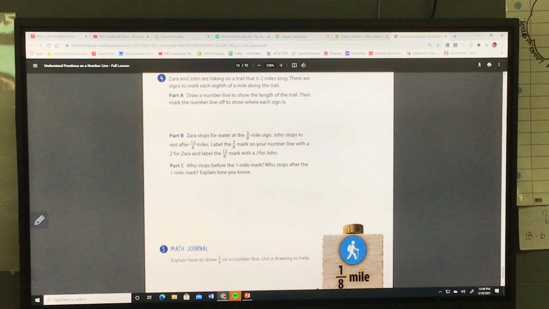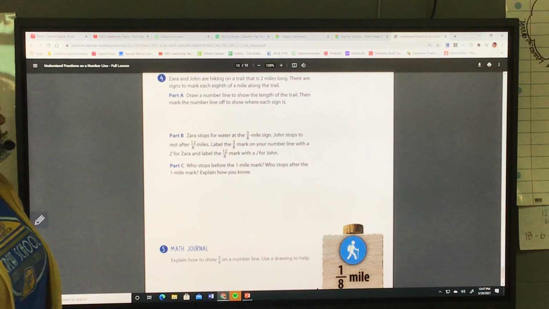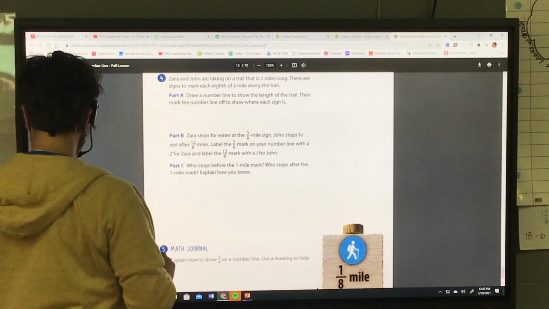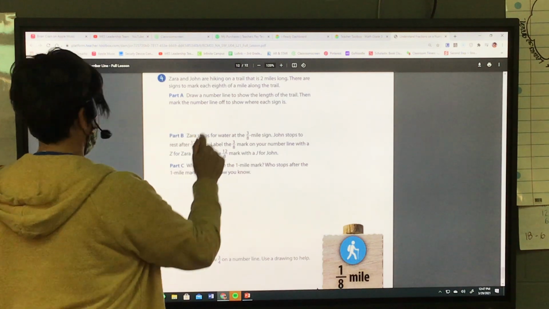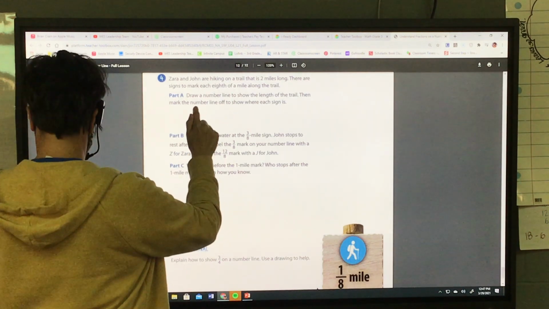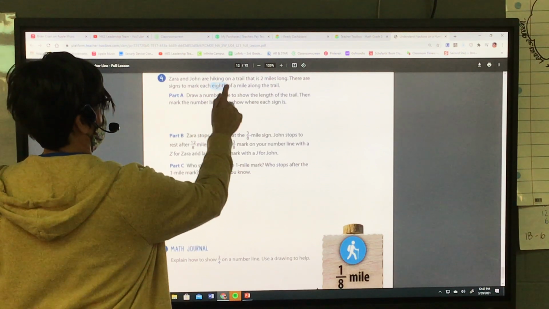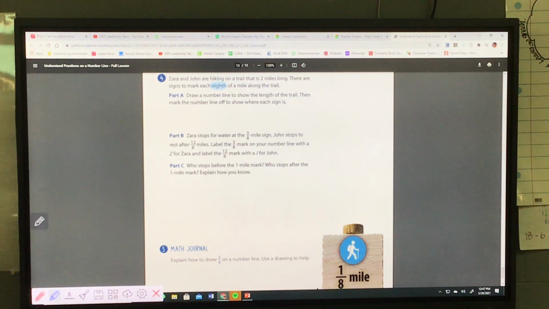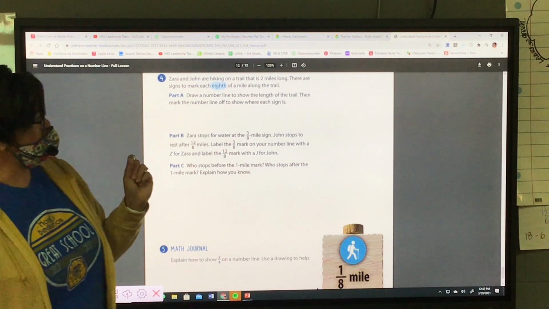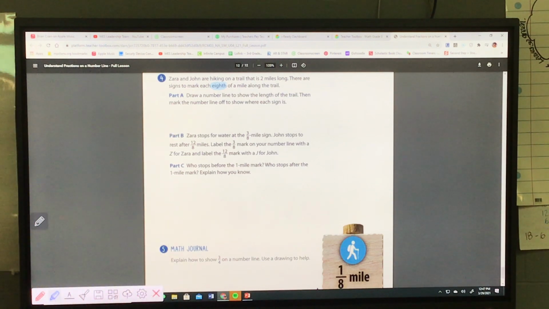All right, problem 4. Zara and John are hiking on a trail that is 2 miles long. There are signs to mark each, let's circle this, each 1/8 of a mile along the trail. Draw a number line to show the length of the trail. Then mark the number line off to show where each sign is.